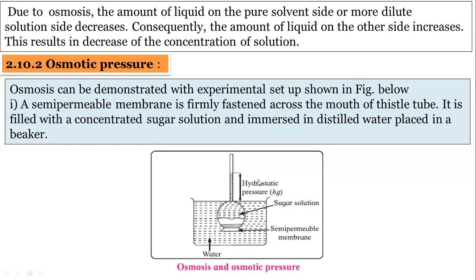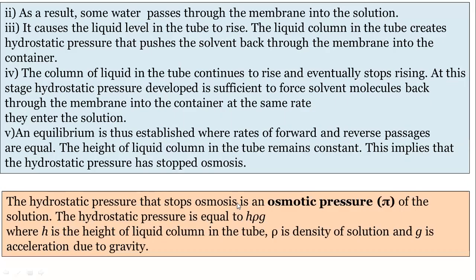What is the role of hydrostatic pressure? Hydrostatic pressure will stop the osmosis. Remember, this hydrostatic pressure which stops the osmosis is called osmotic pressure. It is denoted with the symbol pi.